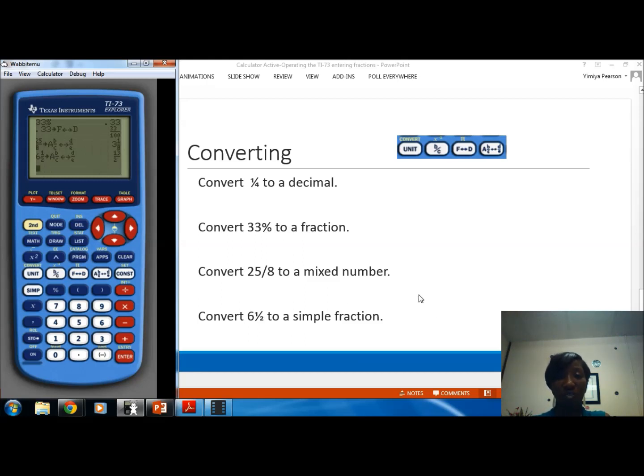Hopefully the information here on entering fractions is helpful, and in the next set of videos you'll see how to actually perform calculations with these fractions.